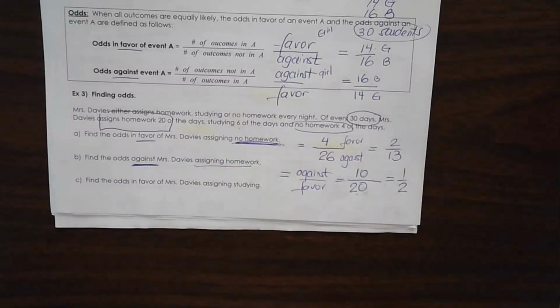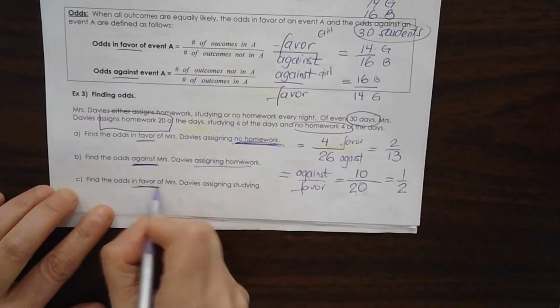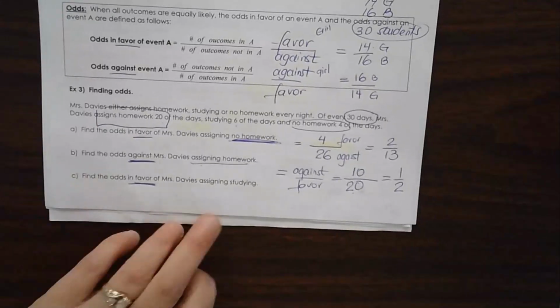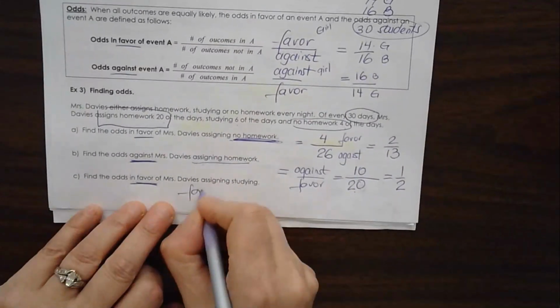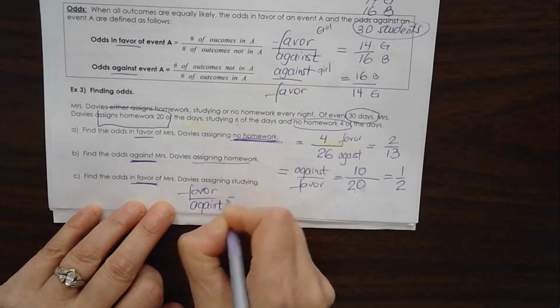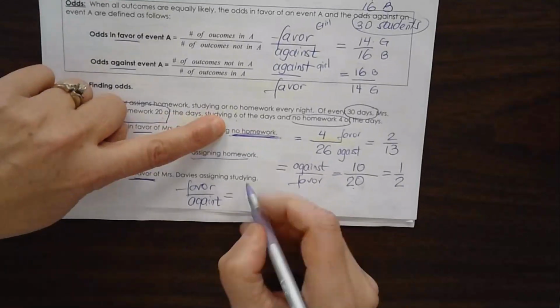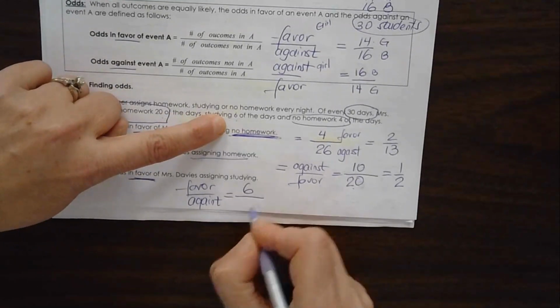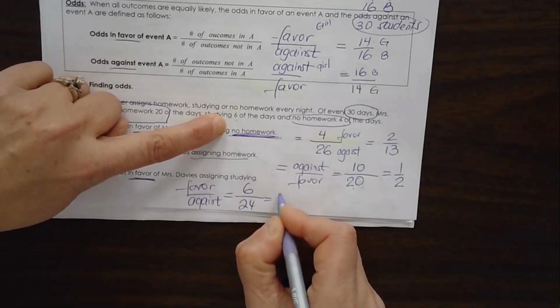And the last one, find the odds in favor of Miss Davies assigning studying. So I have favor over against studying. So in favor of studying is 6. Everything else is against studying, that's 24. So 1 over 4.